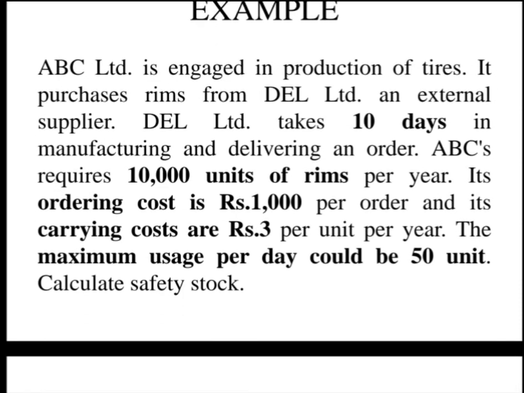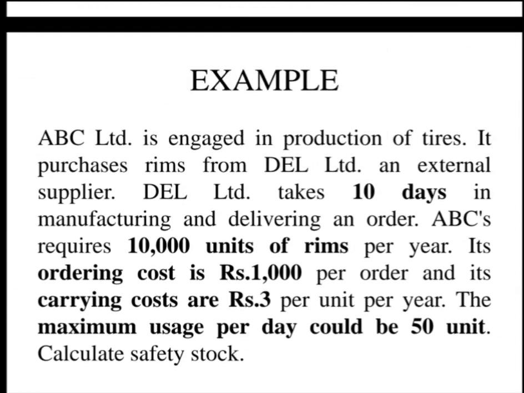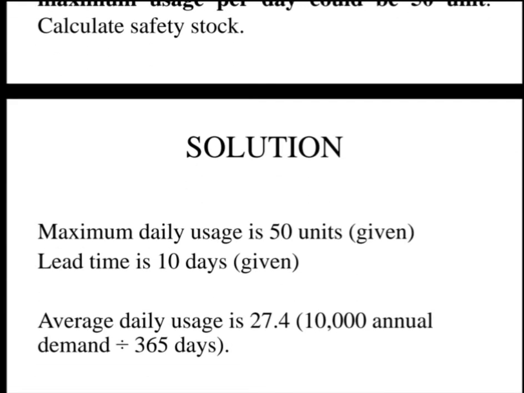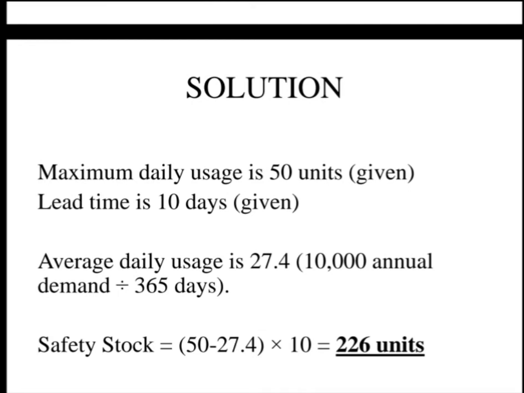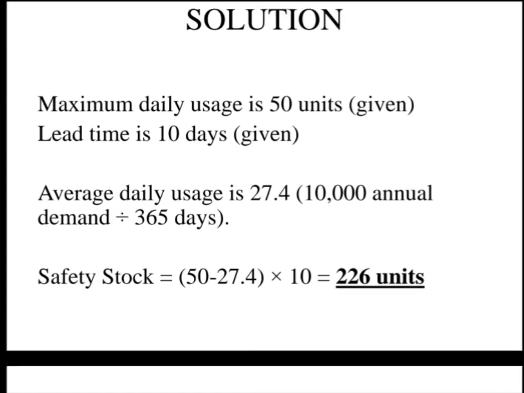So here is an example given about Dell Limited. There it takes 10 days. The lead time is 10 days, and ABC requires 10,000 units of RAM per year, and the ordering cost is given, the carrying cost is given, the maximum usage is also given. Okay, so now we have to calculate. The minimum daily usage is 10 units, it's given. Maximum usage per day is given. The maximum daily usage is given, lead time is 10 days, and average daily usage is also given. How will we calculate the average? It means the annual usage divided by 365 days, because we have to calculate on a daily basis, since the other information is given on a daily basis.